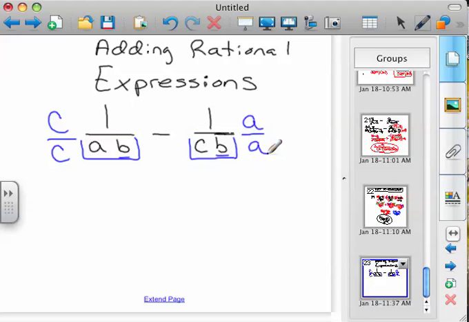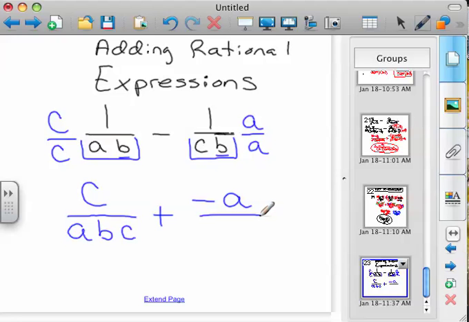Okay. So on the left, we've got C times 1, which is just C, over A times B times C. So we'll leave those. Change the subtraction to addition. Change the sign to the right. And now we have A times 1, which is A. And again, CBA, if you use the commutative property, is A times B times C.